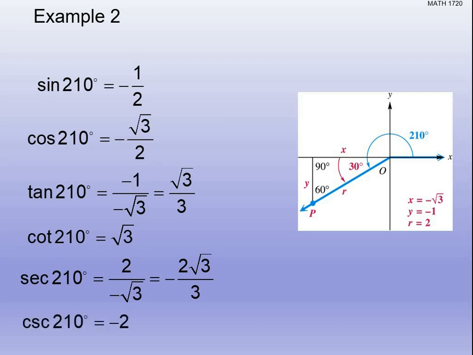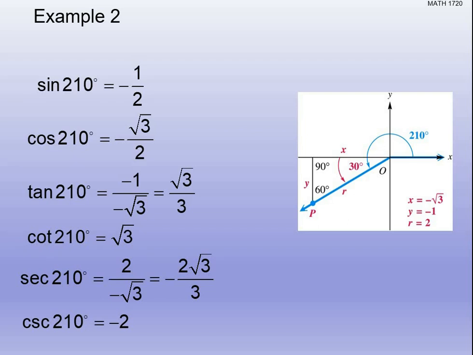And then lastly, we have cosecant. We're flipping sine. Since sine is negative 1/2, we flip that and we end up getting negative 2. So most of your homework assignment is going to be doing stuff similar to this.